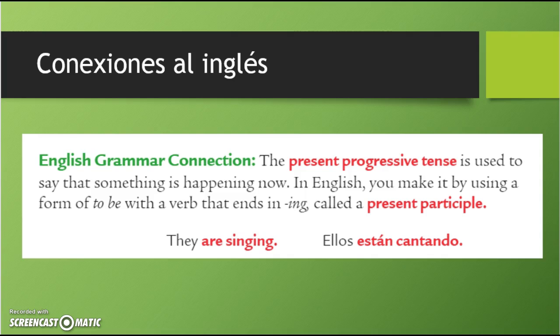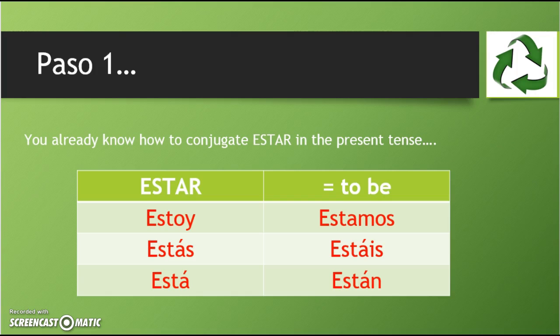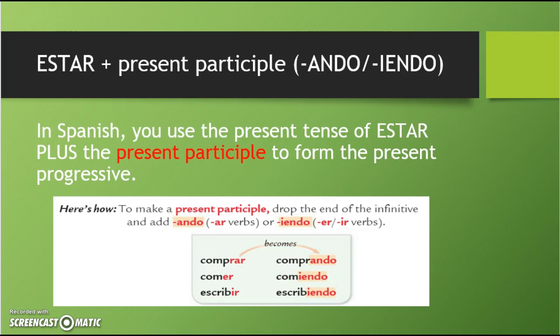All right, let's see how this is done. Paso uno. Again, step one is very easy. You already know how to conjugate estar in the present tense. Estoy, estás, está, estamos, estáis, están. Qué fácil. Step one's done. Again, that would be the I am, you are, he or she is, etc.